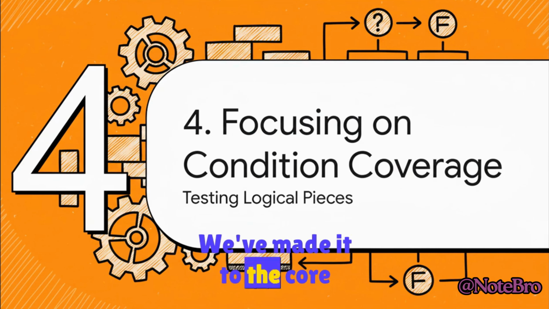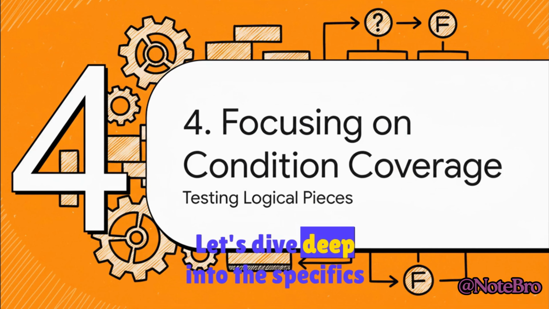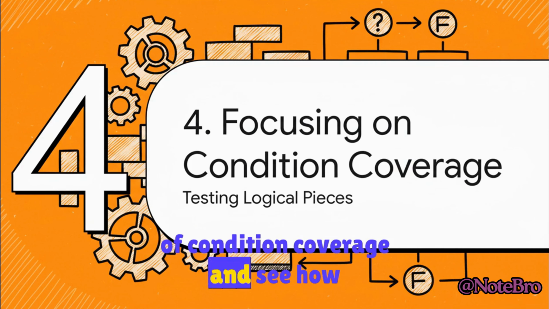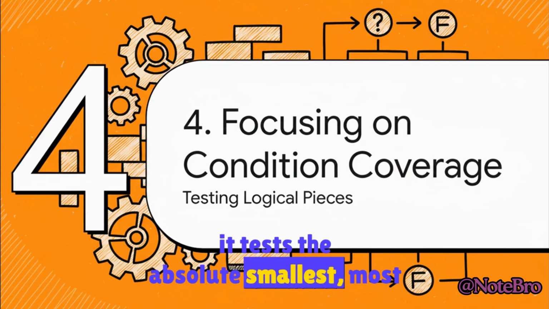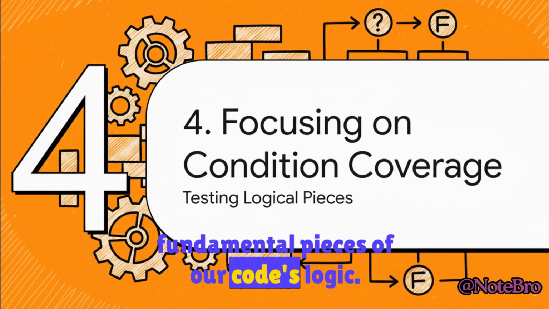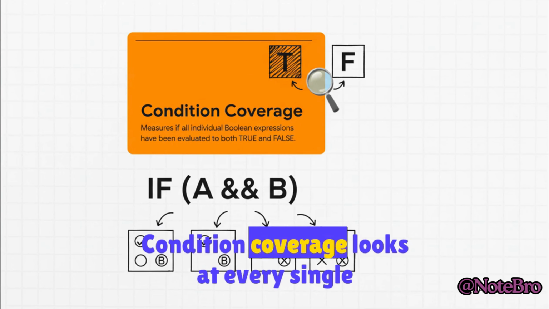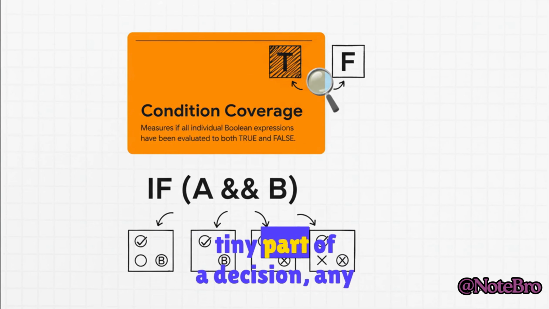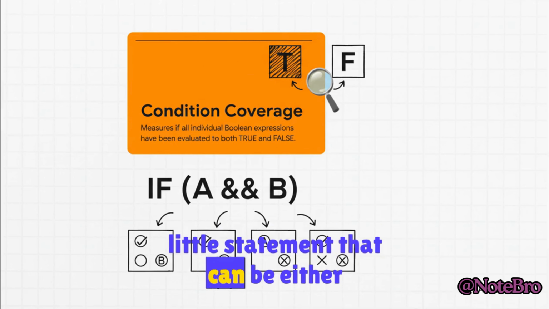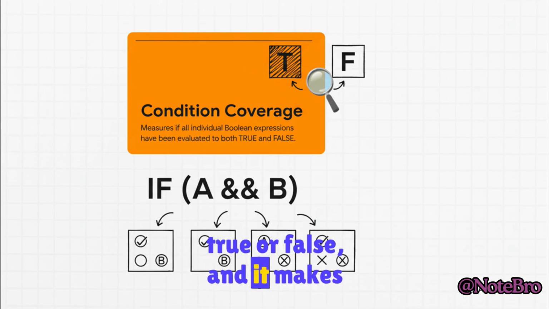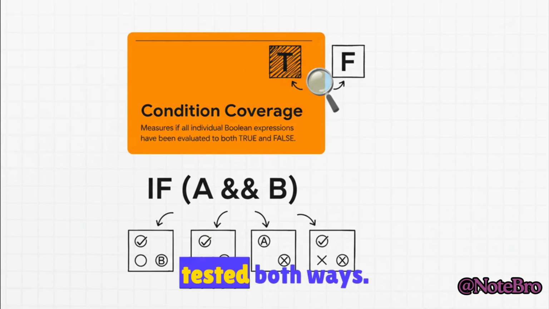All right, we've made it to the core of this explainer. Let's dive deep into the specifics of condition coverage and see how it tests the absolute smallest, most fundamental pieces of our code's logic. Okay, so here's the key idea. Condition coverage looks at every single tiny part of a decision, any little statement that can be either true or false, and it makes sure that each one has been tested both ways.